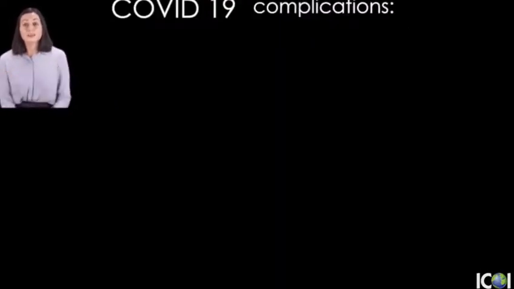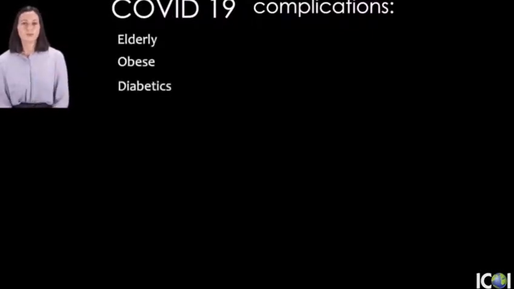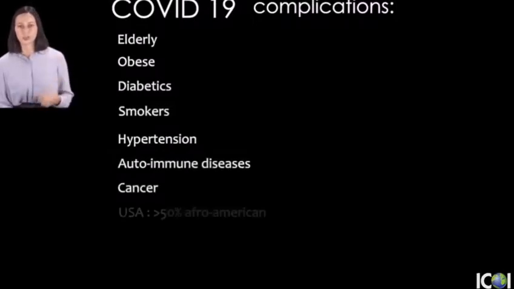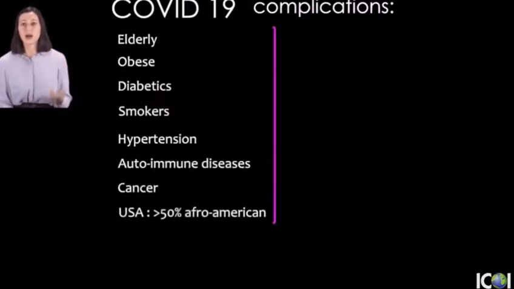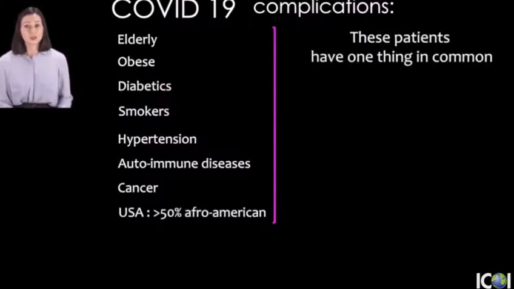And my friend, in this particular time and pandemic situation, let's talk a bit also about the COVID-19. Which patients are making the most complication? The elderly, the obese patient, the diabetics, smokers, patients with hypertension, autoimmune disease, cancer, and skin color. In the USA, more than half of patients with complications are African American.